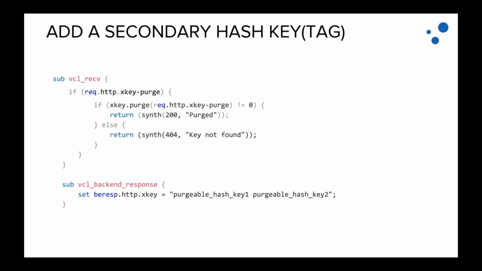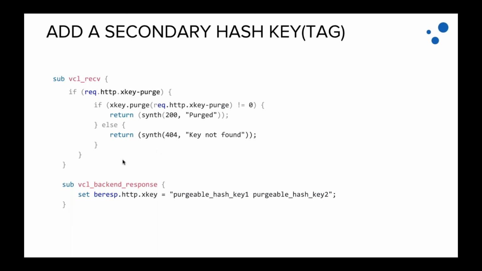To ease this up, you can add a secondary hash key to every object. A secondary hash key really works like a tag. Just think about Instagram tags or blog post tags. You add a tag to each object, and with a single purge, you can delete every object matching that specific tag.